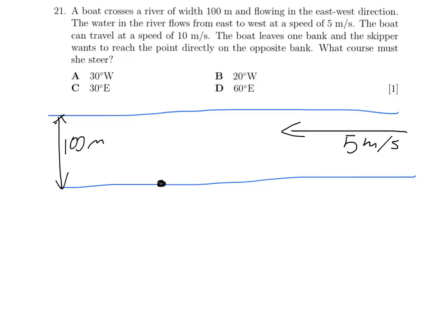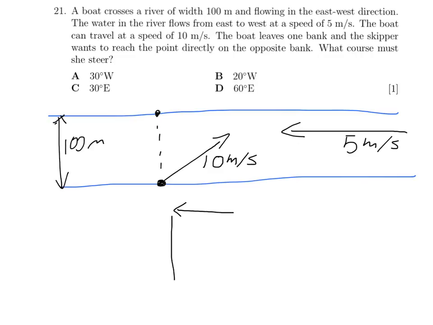Now we need to get from this point that I've just marked on the one side of the bank to the opposite point, and we're going directly across the river. Now to do that we're going to need to take a course kind of similar to the arrow that I've just drawn there. And the boat can travel at a maximum speed of 10 meters per second.